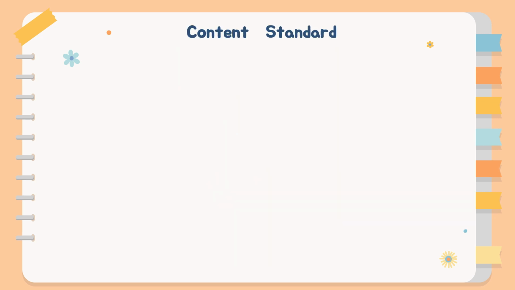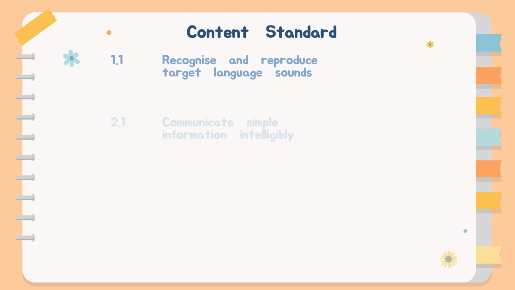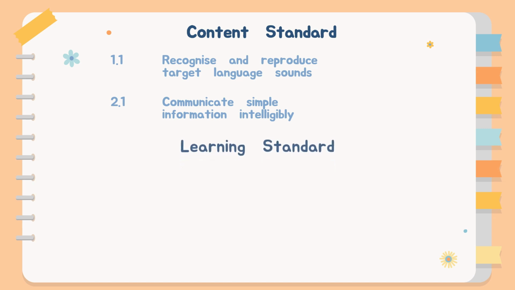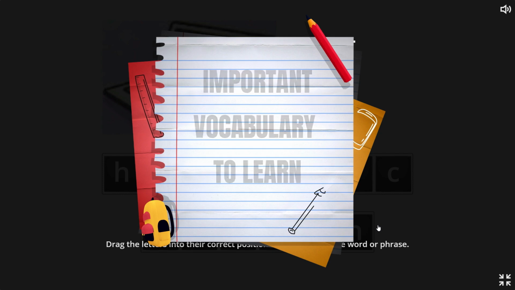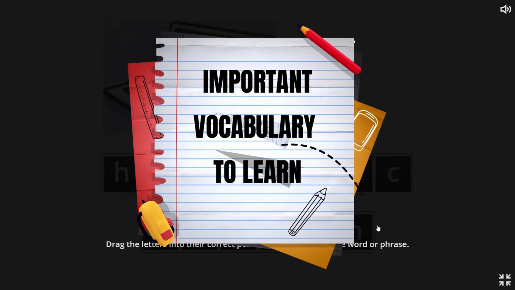Next, let's have a look at our content standard. For listening, we are going to be able to recognize and reproduce target language sounds. For speaking, we will be able to communicate simple information intelligibly. And the learning standard is as follows. Recognize and reproduce with little or no support a wide range of target language phonemes, as well as giving detailed information about oneself. Before we move on with the lesson, it is important that we learn about the vocabulary that we are going to use today.